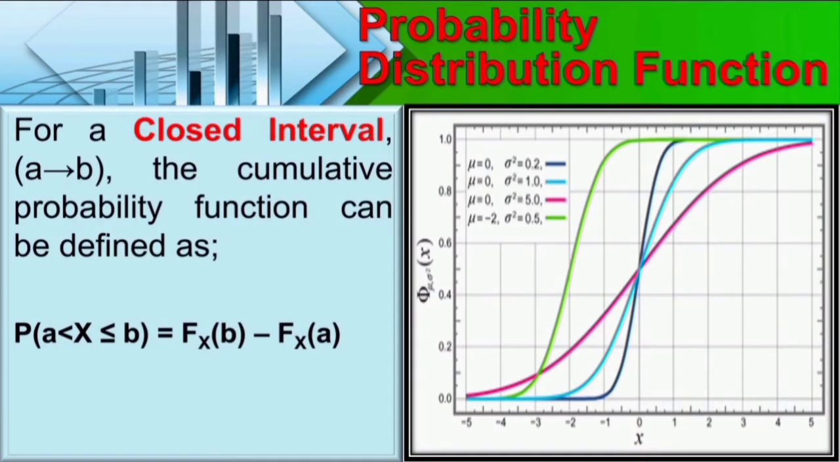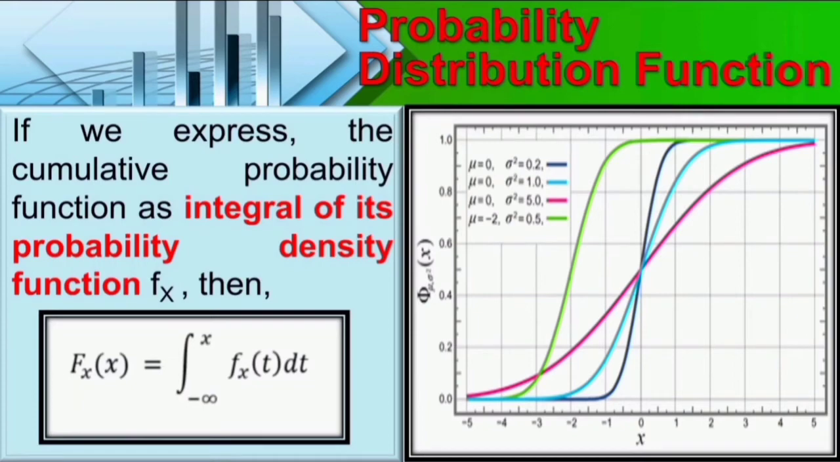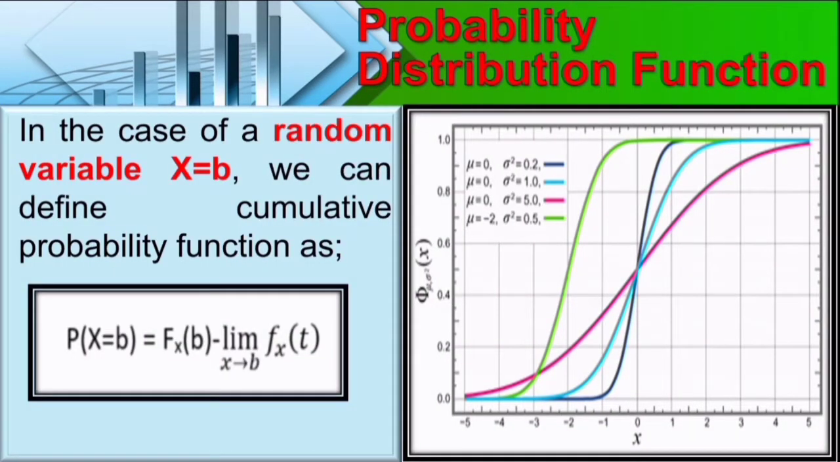Cumulative probability distribution function. For a closed interval a to b, the cumulative probability function can be defined as follows. Probability distribution function. If we express the cumulative probability function as integral of its probability density function f(x), then the probability density function is as follows. Probability distribution function. In the case of a random variable where capital X is equal to b, we can define cumulative probability function as follows.